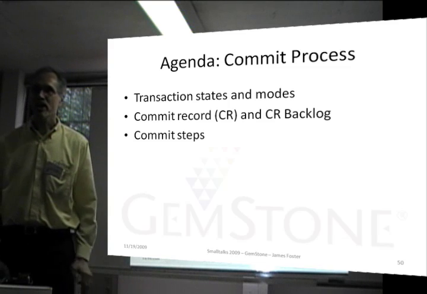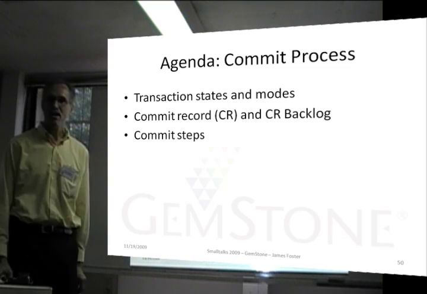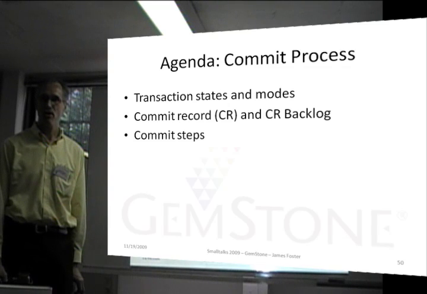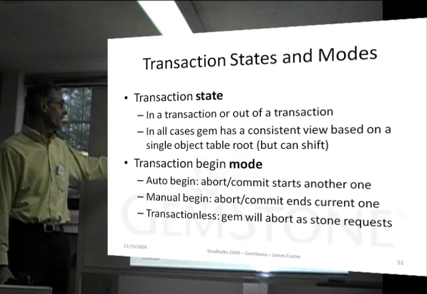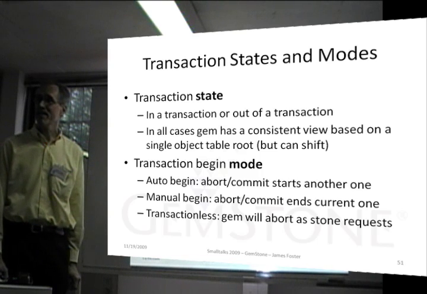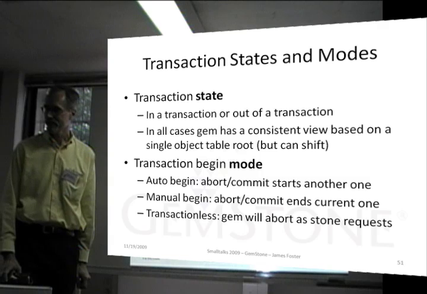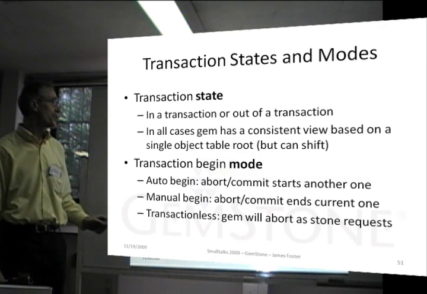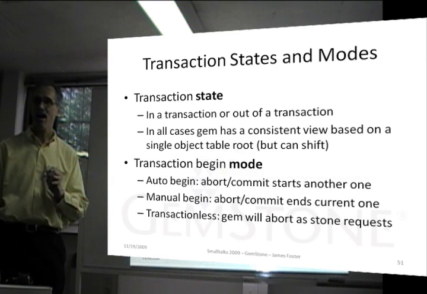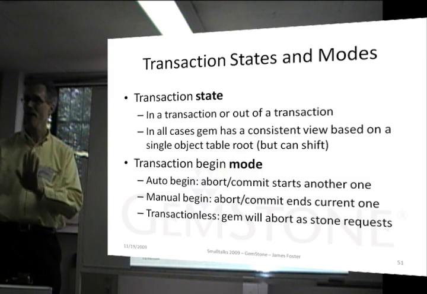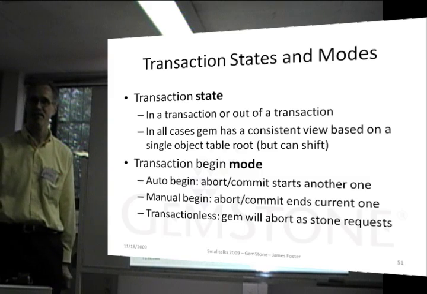Now, let's take a look at the commit processing: transaction states and modes, commit record, CR backlog, and commit steps. Okay, transaction state: you're either in a transaction or out of a transaction. In all cases, the gem has a consistent view based on a single object table. So whether you're in a transaction or out of a transaction, you have a view of the database.